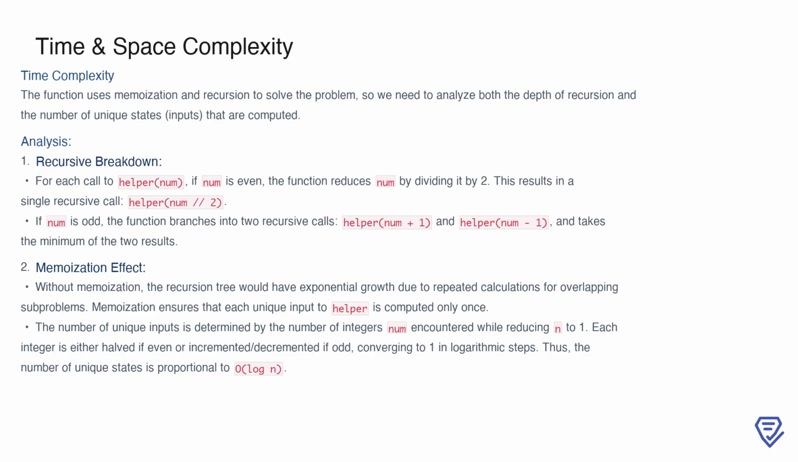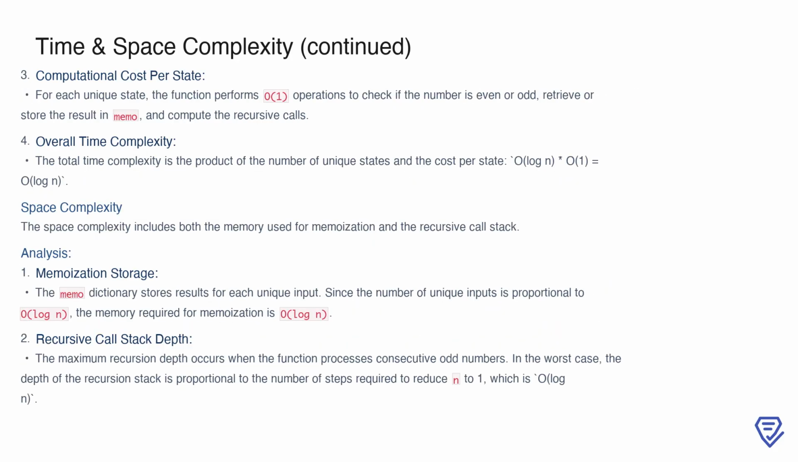The number of unique inputs is proportional to the number of steps required to reduce n to 1, which is logarithmic in nature, specifically O(log n). Memoization prevents redundant calculations, transforming what could have been an exponential growth in recursion into a manageable O(log n) unique states. For each of these unique states, the computational cost is minimal.